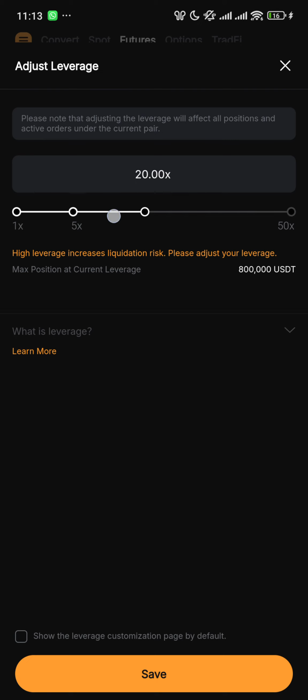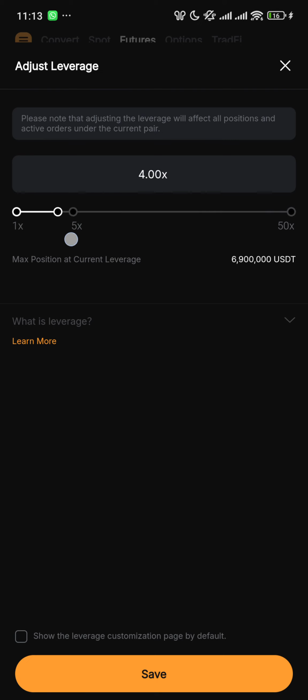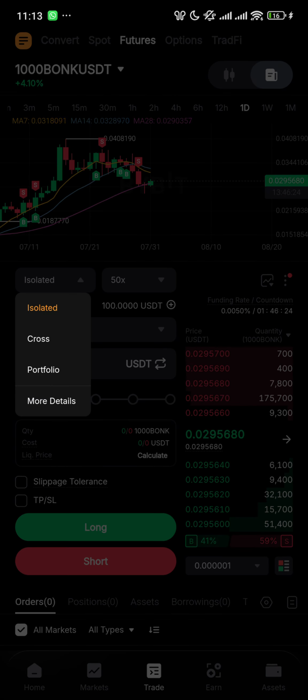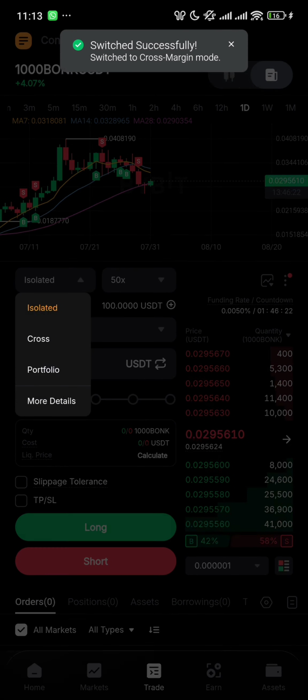So now this is leverage. You can use the maximum leverage of 50x. I'm going to explain what this leverage means, right? Let me go back to this margin. Now cross and isolated, they are two different words.